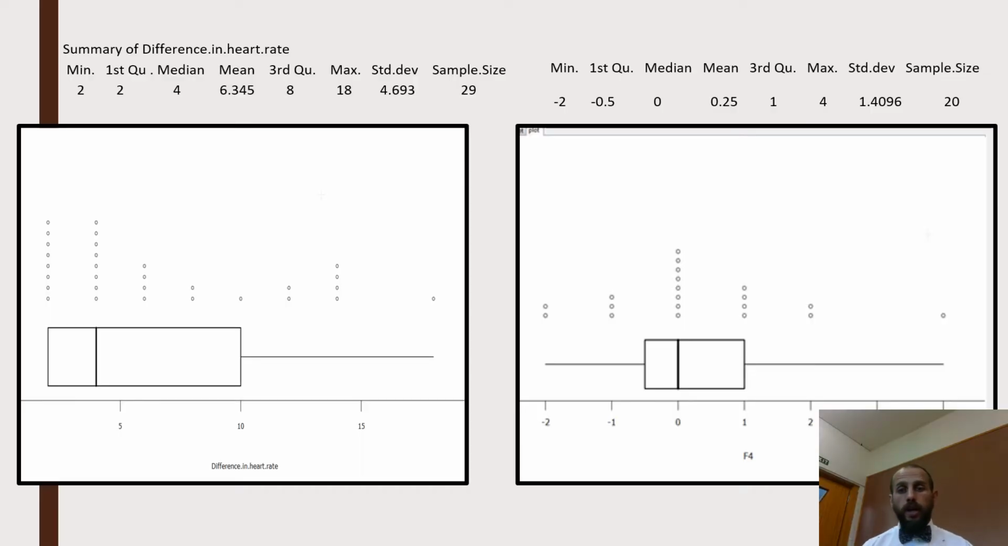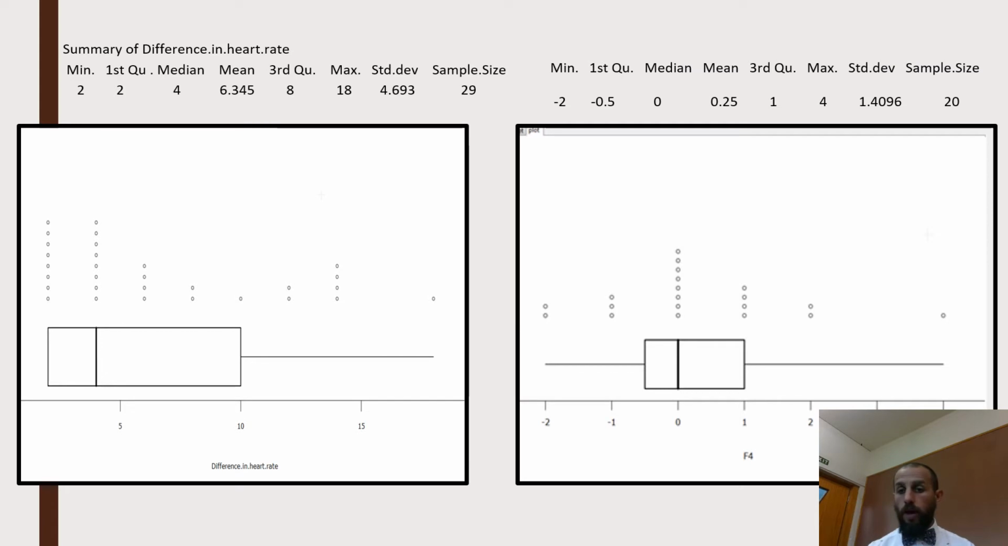Okay, so here we've got two graphs. I'll just do a little bit of explaining so you know what they're about. These are two completely different experiments. One, on the left, is about whether caffeine increases heart rate, and the difference between a test where they've not taken the caffeine, measured their heart rate, and taking caffeine and then measuring their heart rate again, and what the difference was between those two.